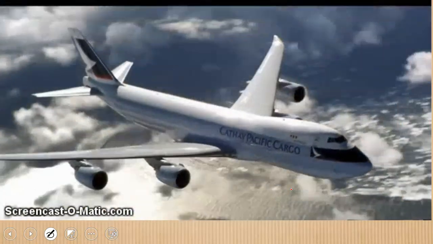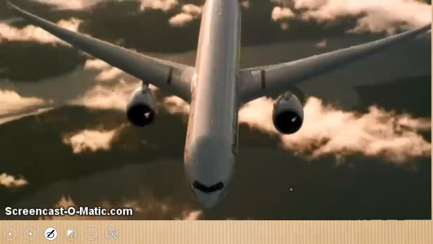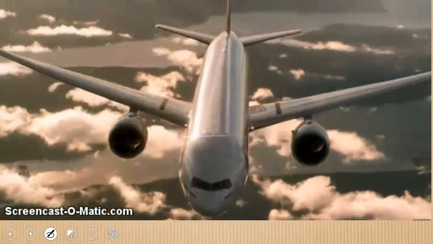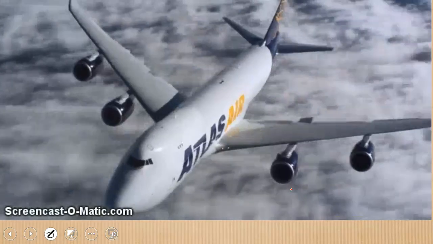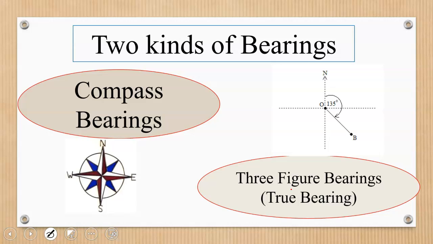Or this aircraft in the sky, how would the pilot realize that where I've gotten to is Ghana or US or Canada? All they do is the use of maps, and in the map they learn about bearings, how they can navigate and get the directions to wherever they are going. Now we have two kinds of bearing we are going to study in school. The first one is called compass bearing, and the second one is called three-figure bearing or true bearing. Now we're going to focus more on the three-figure bearings. That's what we're going to do mostly in this year.